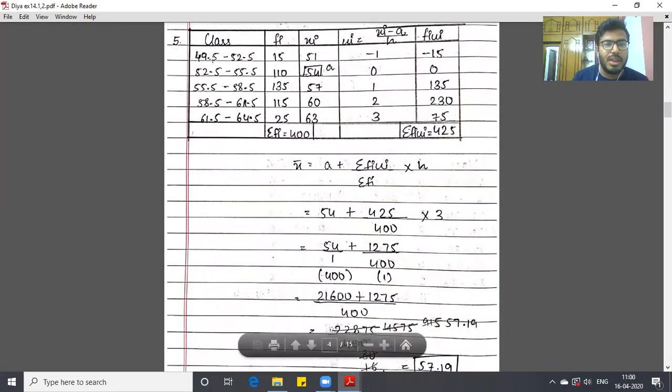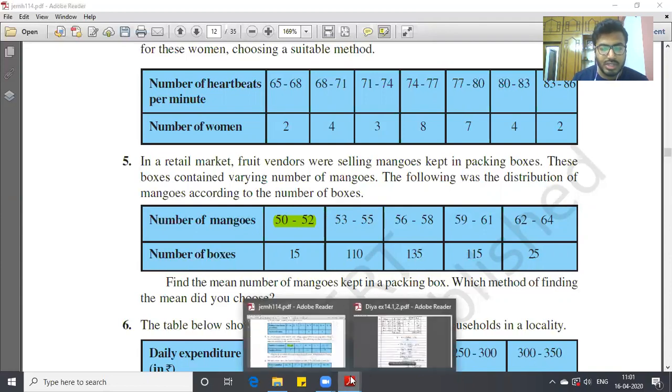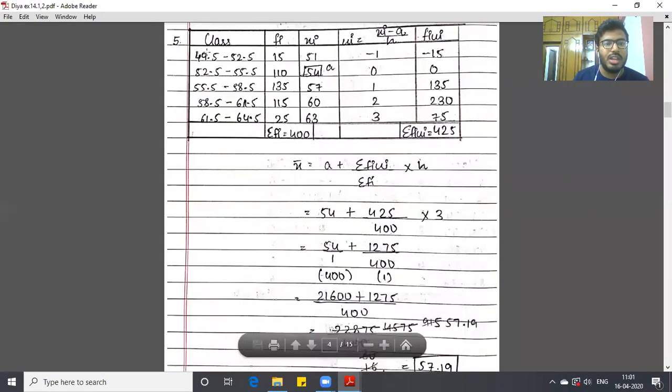Now see, first I told you that you have to subtract 0.5 and add 0.5. Here 50 to 52: 50 minus 0.5 is 49.5, and 52 plus 0.5 is 52.5. The same here, 53 minus 0.5 is 52.5, and 55 plus 0.5 is 55.5. So that's how we are making it continuous. We go 49.5 to 52.5, then in place of 53, 52.5 to 55.5, then 55.5 to 58.5.